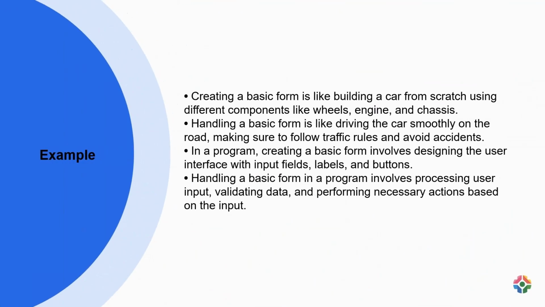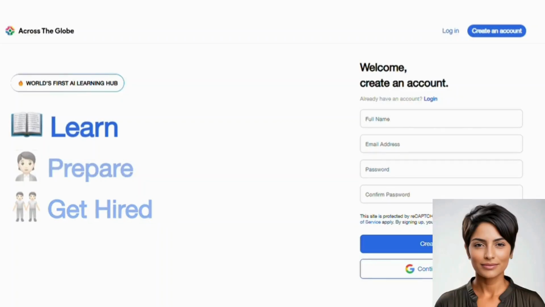Creating a basic form is like building a car from scratch using different components like wheels, engine, and chassis. Handling a basic form is like driving the car smoothly on the road, making sure to follow traffic rules and avoid accidents. In a program, creating a basic form involves designing the user interface with input fields, labels, and buttons. Handling a basic form in a program involves processing user input, validating data, and performing necessary actions based on the input.